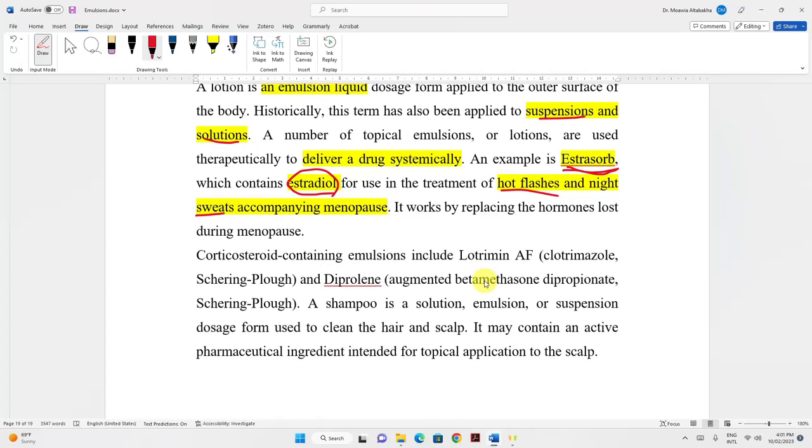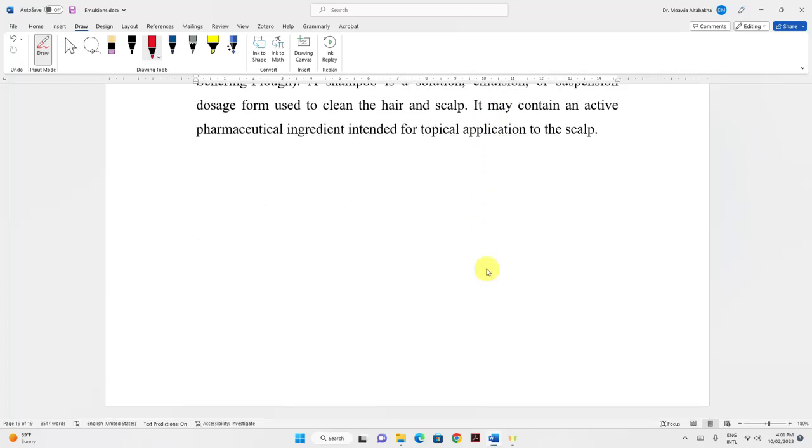Okay, there are other preparations such as antifungal and anti-inflammatory preparation, and even shampoo in the form of emulsions. Okay, I hope it's clear.